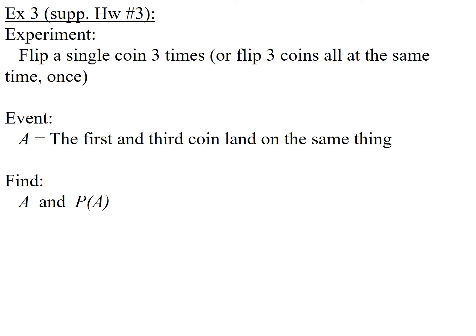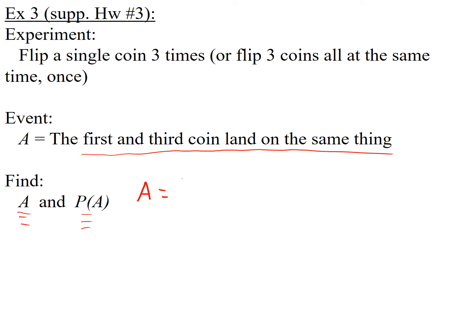Okay, so now we're looking at the event where the first and third coin land on the same thing. So we understand what that means. It means whatever the first coin lands on, if it lands on heads, then the third coin would also need to land on heads. And so the question says to find A, which is an event, it's a list, and then find the probability of A, which is a number. So let's go ahead and start with A.